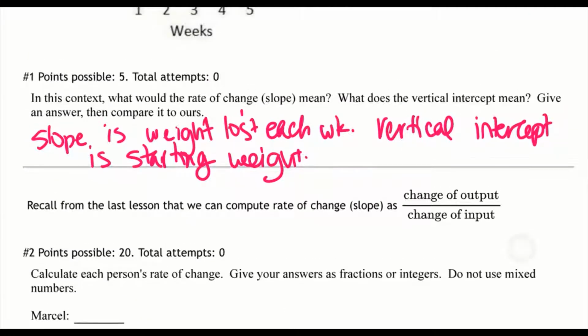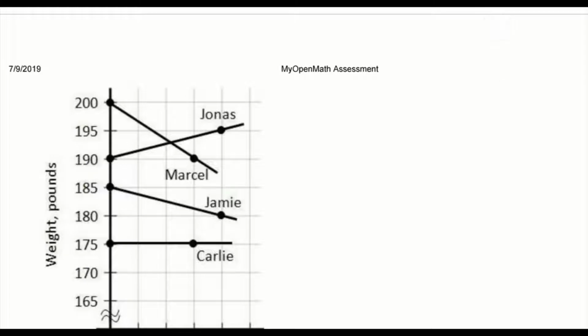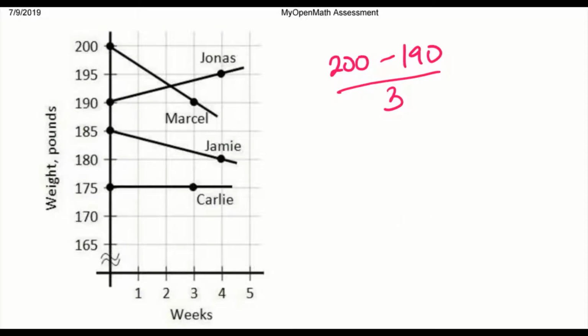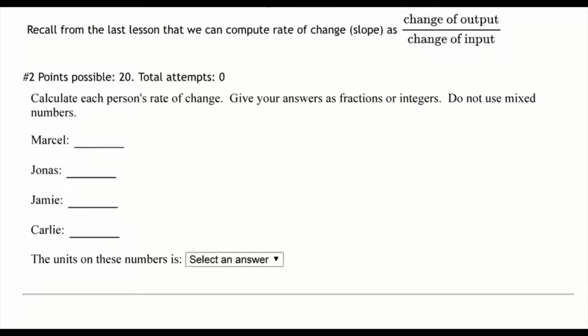So now we're asked to calculate each person's rate of change. I'm going to take their new weight minus their old weight and divide by how long it took to get there. So if we're looking at Marcel, it's 190 minus 200, and then we divide by 3 because it took him 3 weeks to lose 10 pounds. So it's going to be negative 10 over 3.